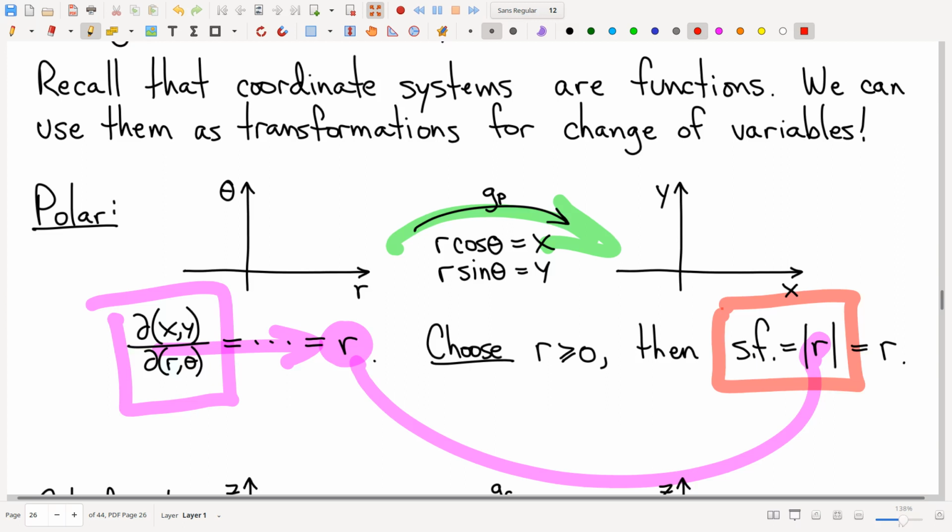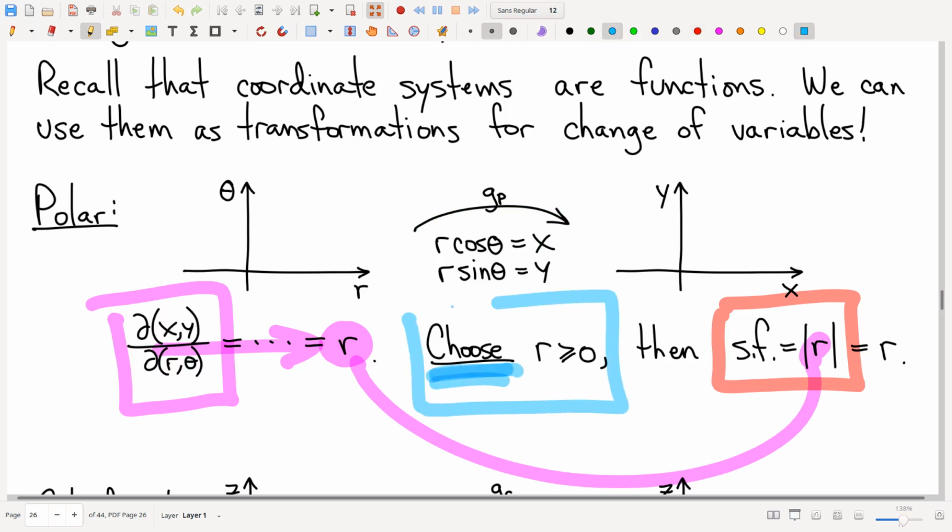So here's what I encourage, and the vast majority of people do this, and that is to make a choice, a certain particular choice. We choose to require r to be positive. You don't have to. Right? There's no law that says that you have to do this. There's no mathematical reason that you should have to do this. But it really is a good choice, and I strongly encourage it.